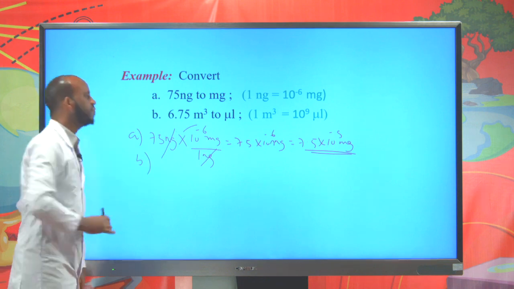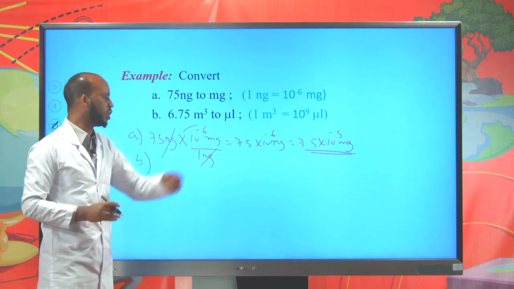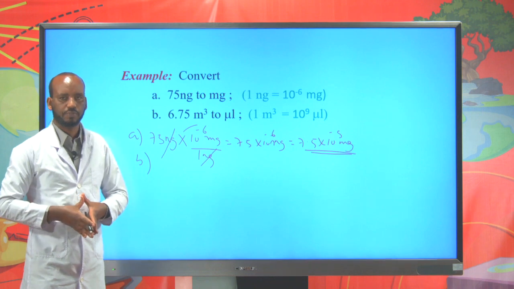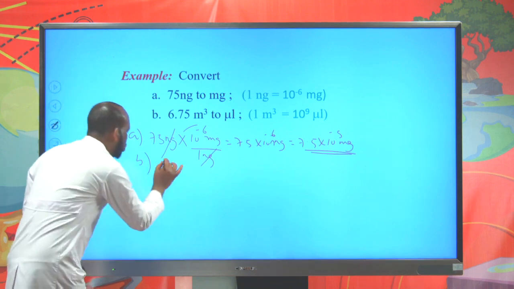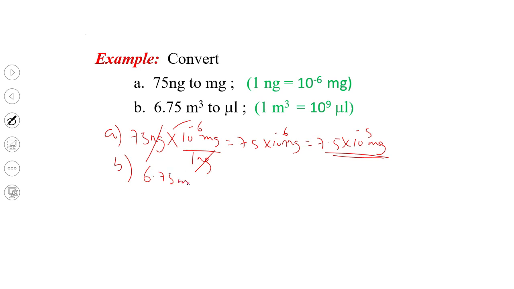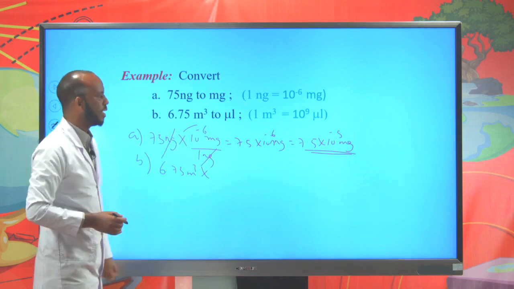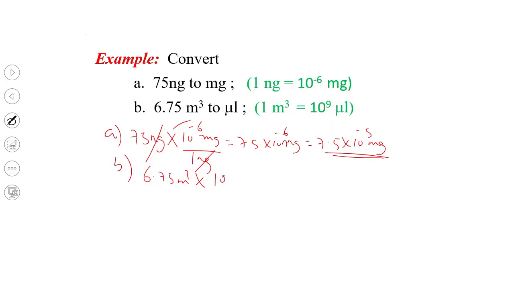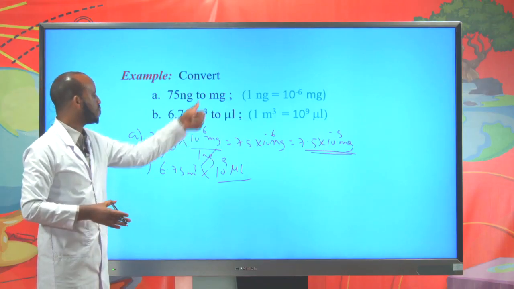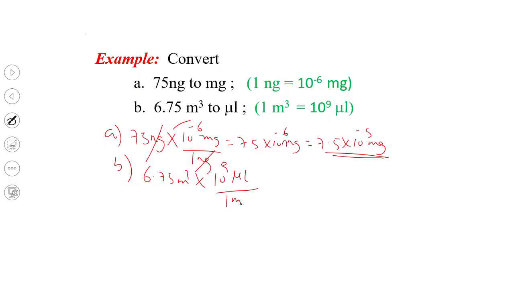B. Convert 6.75 meter cube to microliter. 6.75 meter cube times unit of desired quantity, which is microliter, 10 to the power of 9 microliter, divided by unit of original quantity, which is meter cube, 1 meter cube. Meter cube will be cancelled by meter cube. Now this is the same as 6.75 times 10 raised to 9 microliter.